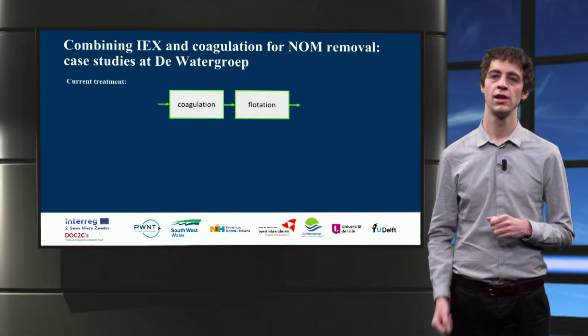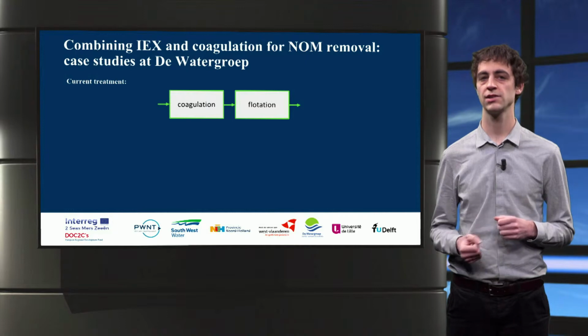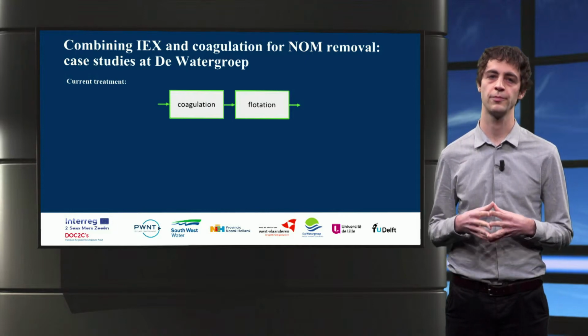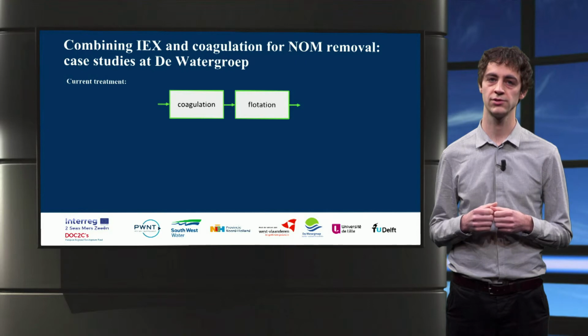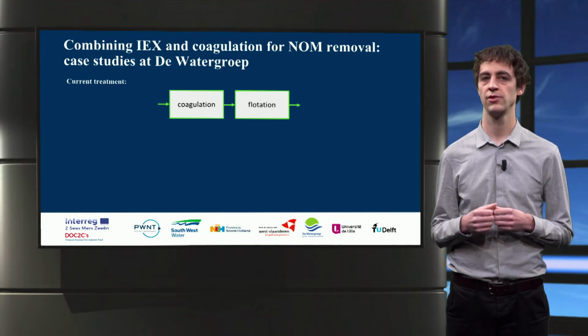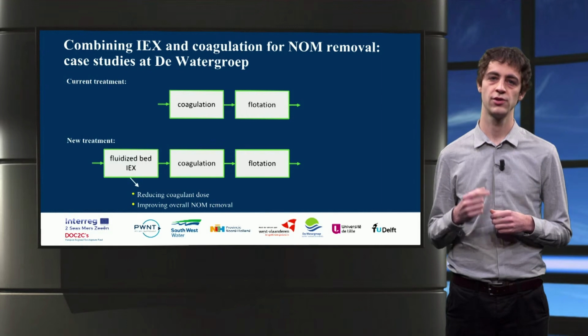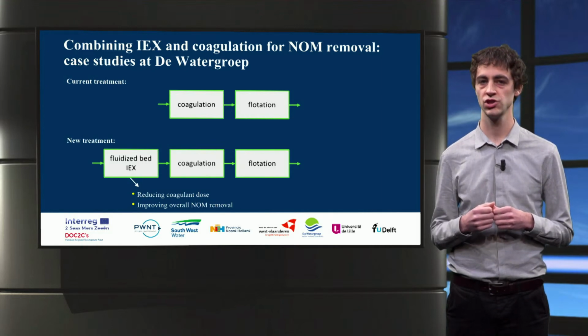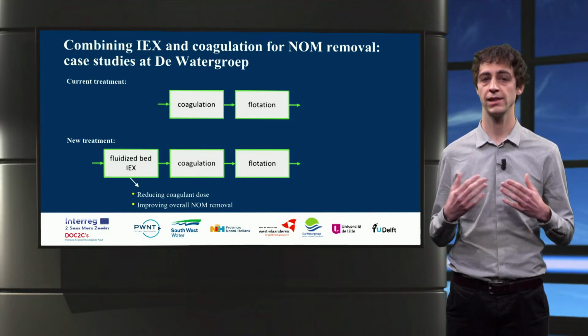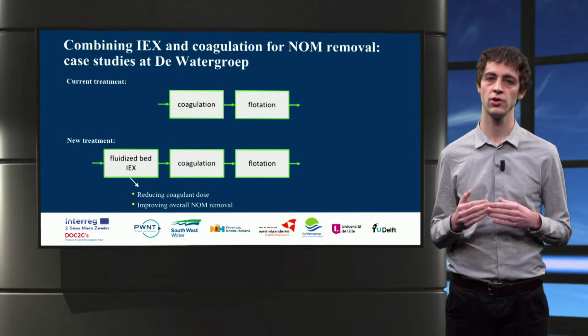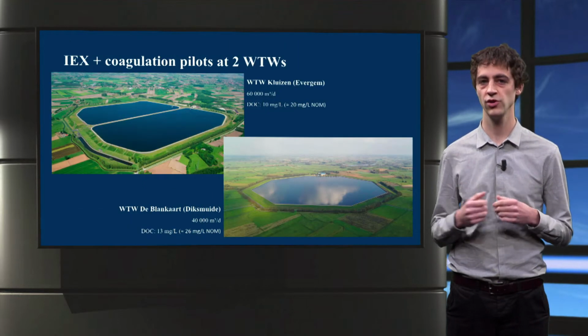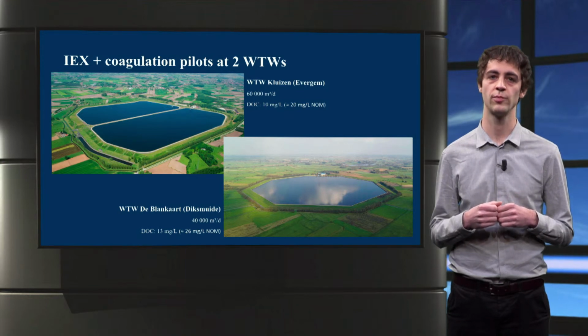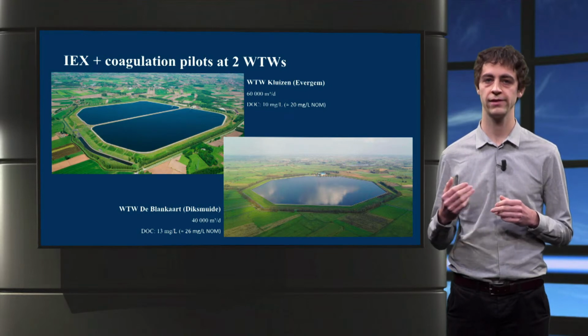As mentioned before, the Watergroep is investigating both ion exchange and coagulation for removal of NOM. In the current full-scale drinking water treatment plants, NOM is removed mainly through coagulation, and the research which is currently under investigation is a combination of ion exchange and coagulation, where the aim is to reduce the chemicals dosed during coagulation and at the same time improve the overall NOM removal. This concept is under investigation on pilot scale in 2 drinking water treatment works of the Watergroep, in Kluizen and in de Blankaart.